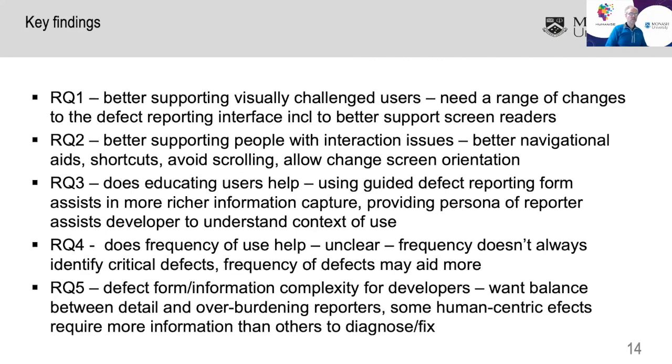Just summarizing some of the key findings, there's more details in the paper itself. In terms of our first question, the visual and hearing and interface interaction challenge users, we found that we had some good support for some of the user needs in this regard, but our screen reader support still needs further work. Those who would heavily make use of a screen reader would still have difficulty in interacting and using the interface. We improved the interface support for people that had interaction issues in terms of fine motor control and so on, but there's still improvements that need to be made around better navigational support, using of shortcuts, avoiding scrolling, screen orientation change as needed, etc.